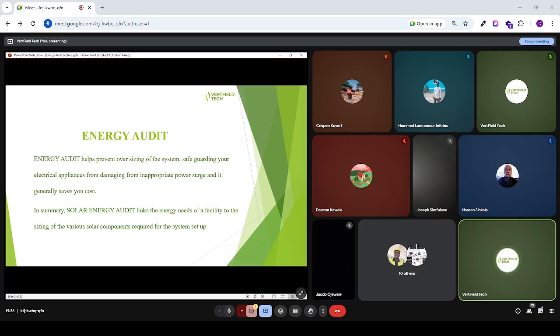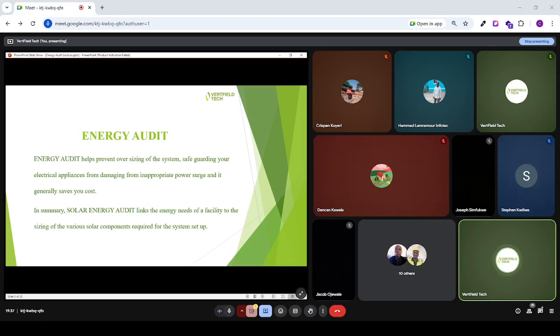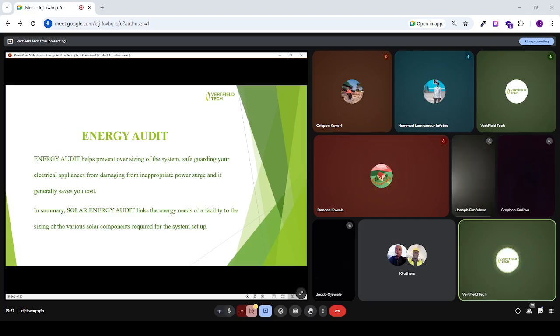On my screen, the last paragraph you can see on this energy audit is telling you that, in summary, energy audit links the energy needs of a facility to the sizing of the various solar components required for the system setup. That is what I have been saying all this while. All the explanation I have been giving all this while boils down to what this paragraph tells you. Energy audit is that link between the energy need of a facility and the sizes of your various solar components.